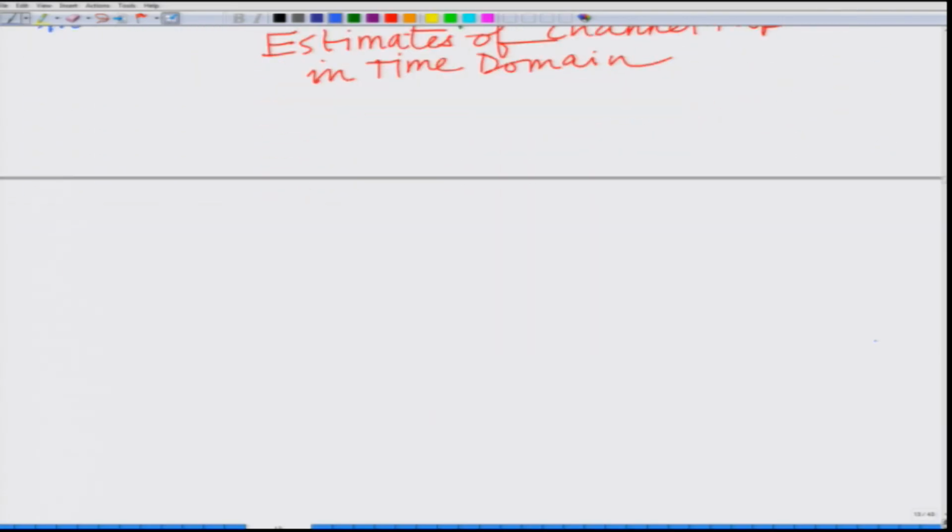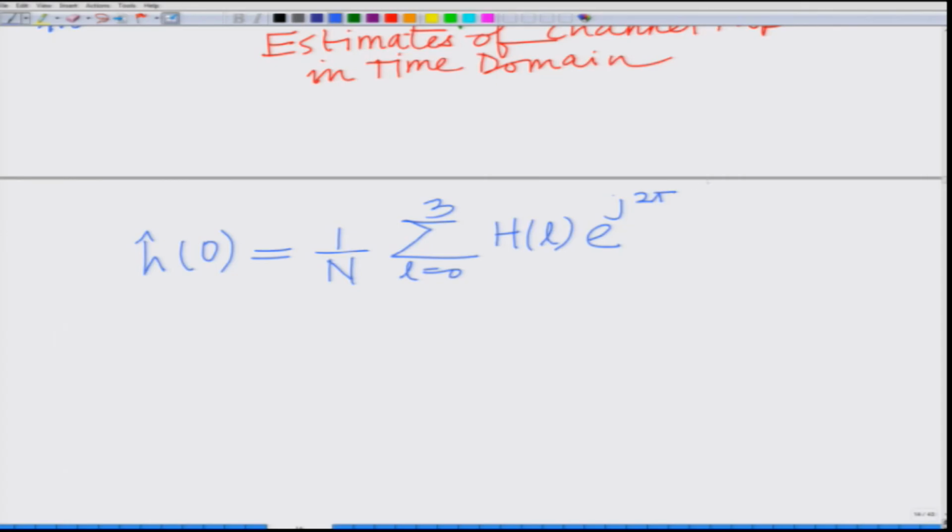So, basically what you have is h hat 0 equals 1 over n summation L equal to 0 to 3 h of L e power j 2 pi k L divided by n. Now, this corresponds to k equal to 0. So, substituting 0 into 0 times L divided by n, of course, this is 1. So, again substituting n equal to 4.